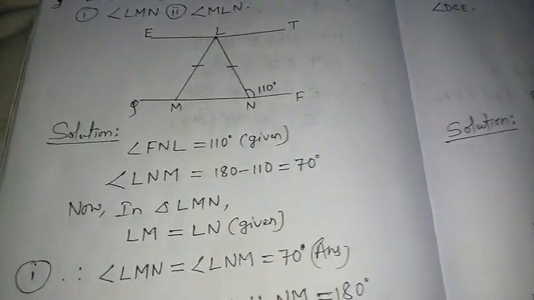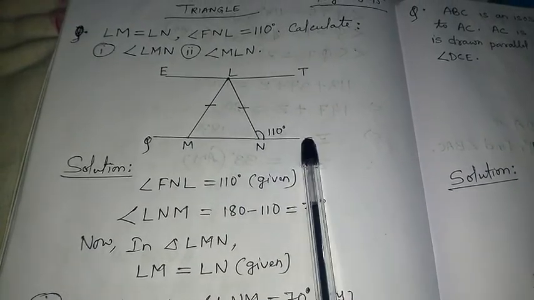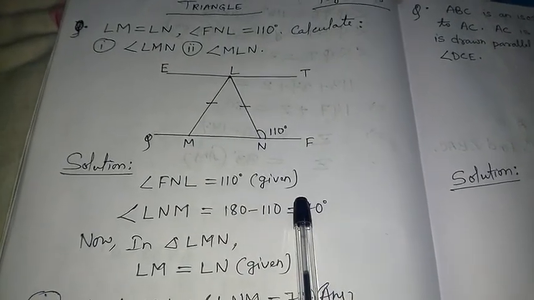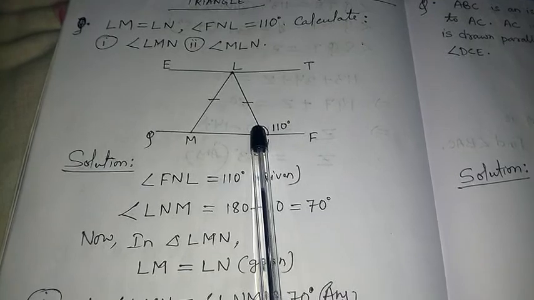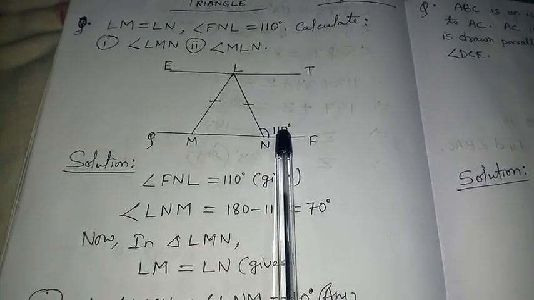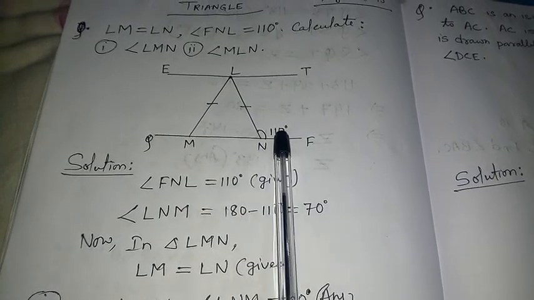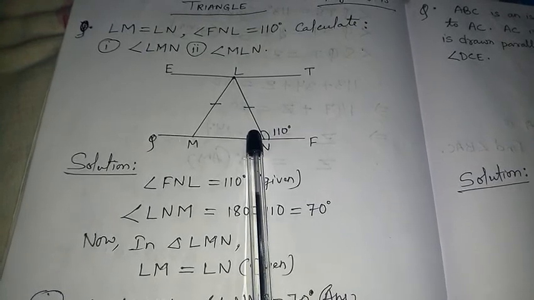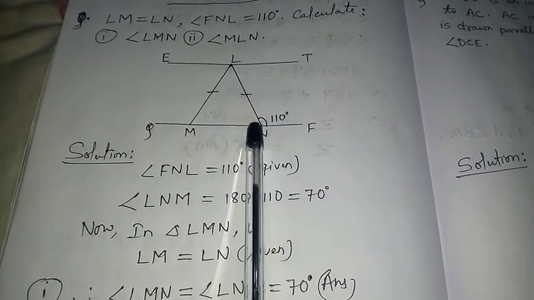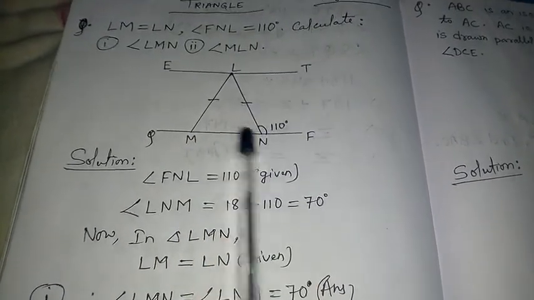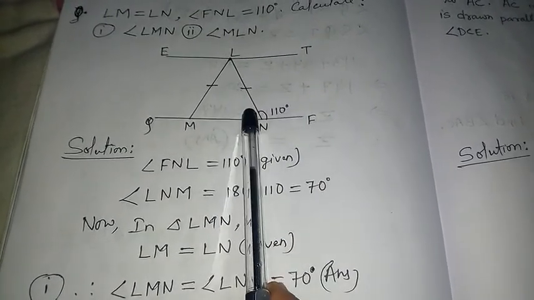So let us begin. Solution. Angle FNL is 110 degrees, it is given. A straight line is equal to 180 degrees. If the exterior angle is 110 degrees, then we can find the interior by subtracting the exterior from 180 degrees. That is, this angle LNM will be 180 minus 110, so its answer will be 70 degrees.